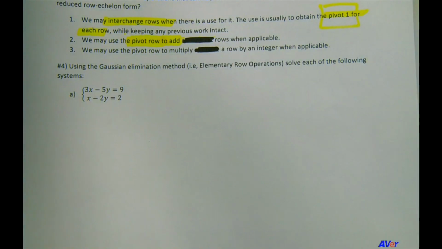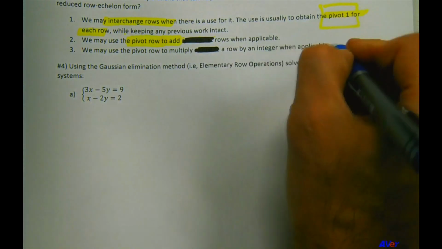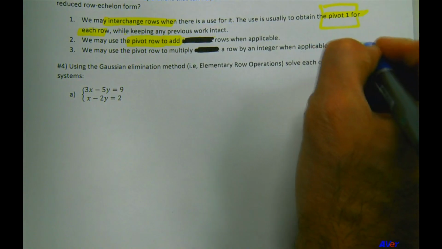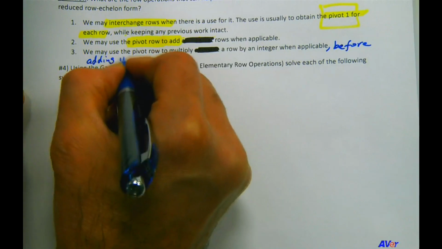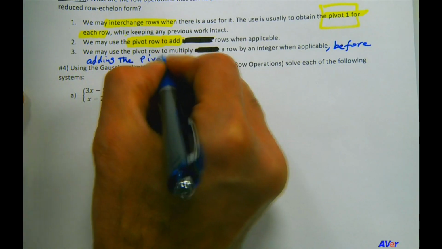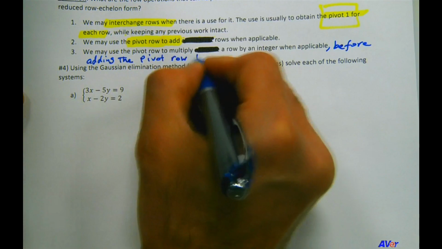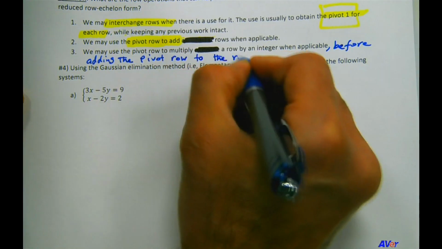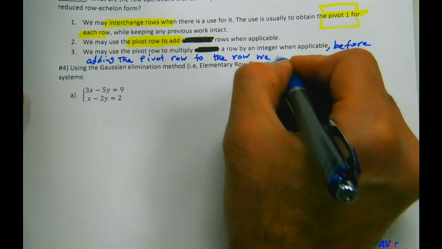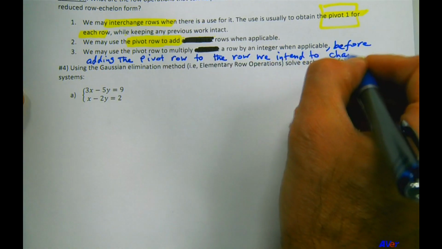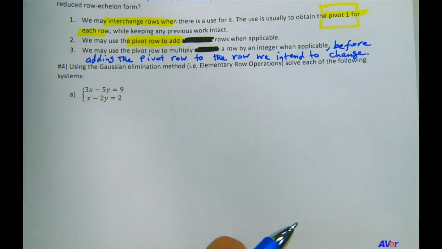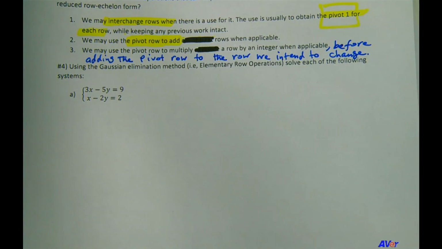So we may use the pivot row to multiply a row by an integer when applicable. And when applicable, let me add something to this, before adding the pivot row to the row we intend to change. Okay? So those are the three basic row operations that I'd like to encourage you to use.